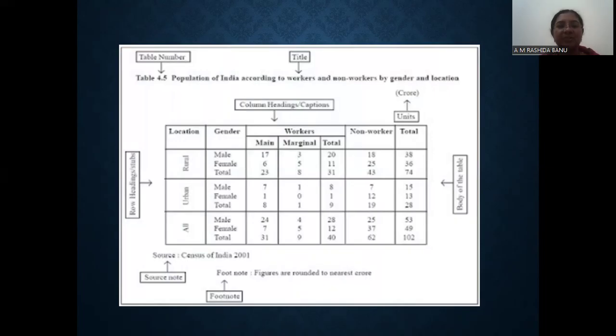So this is an example. Here the title of this table is Population of India according to workers and non-workers by gender and location. The table number here is 4.5. At your right, you can find the body of the table. At your left, you can find the rows having the heading and the stubs. Below, you can find the source note, which is the Census of India 2021. And here you can find the footnote, which says the figures are rounded to the nearest crore. So the values in this table are in crores.